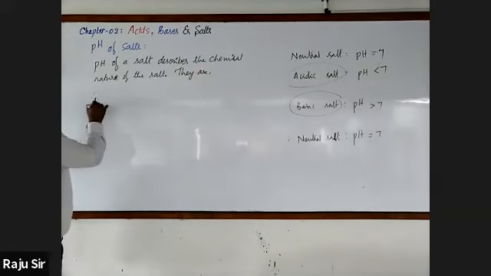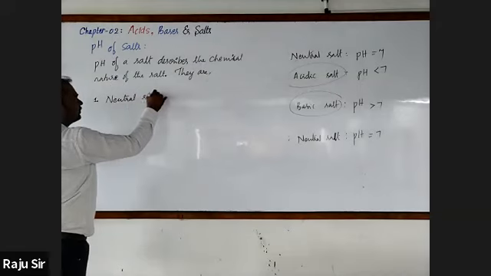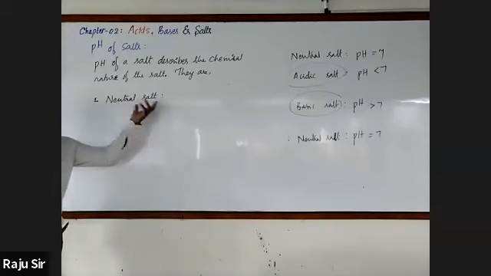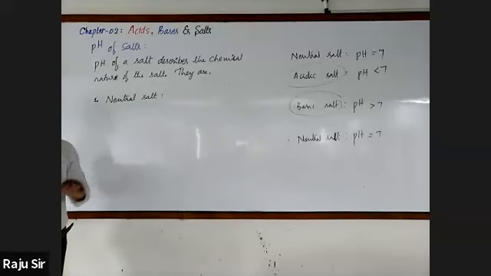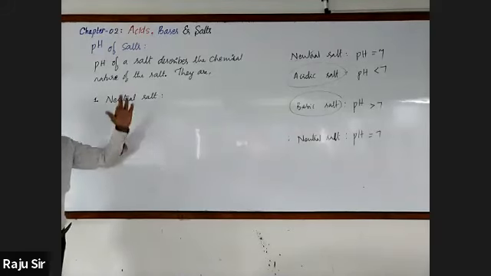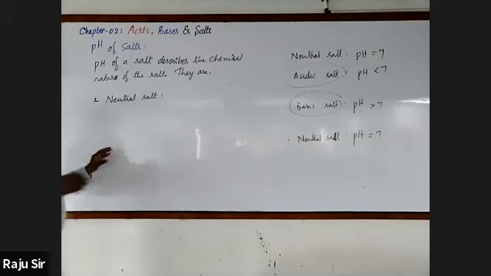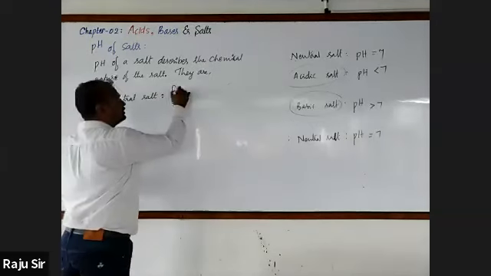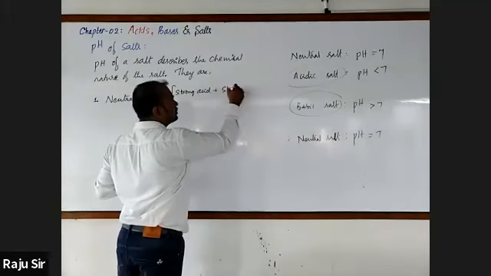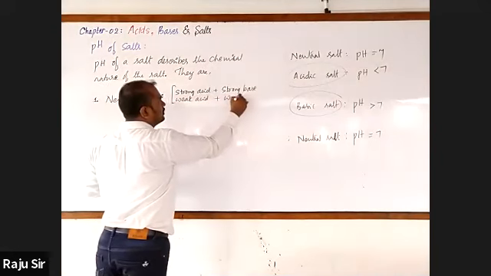The first one is neutral salt. How is this formed? Definition: the salt which is formed by the reaction between a strong acid and a strong base or a weak acid and a weak base is called neutral salt. Is it necessary to write? Yes, just in brackets. Strong acid plus strong base, or weak acid plus weak base.